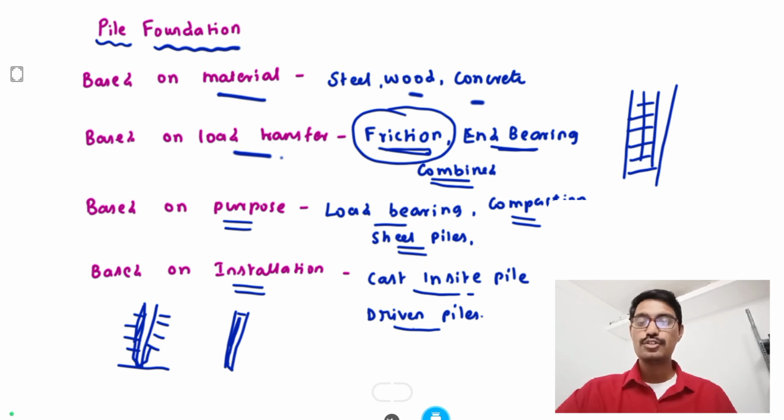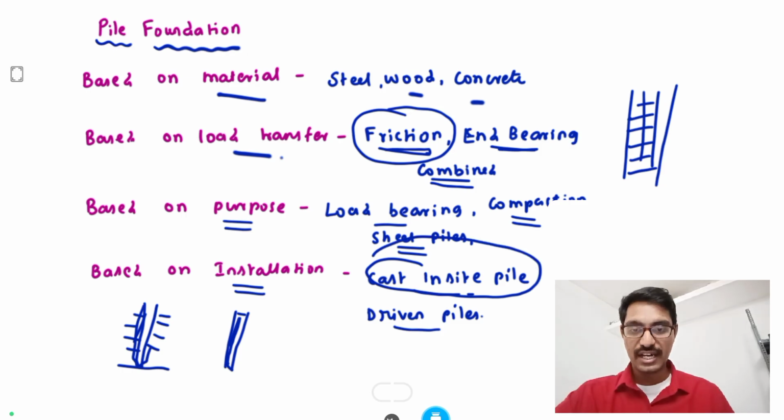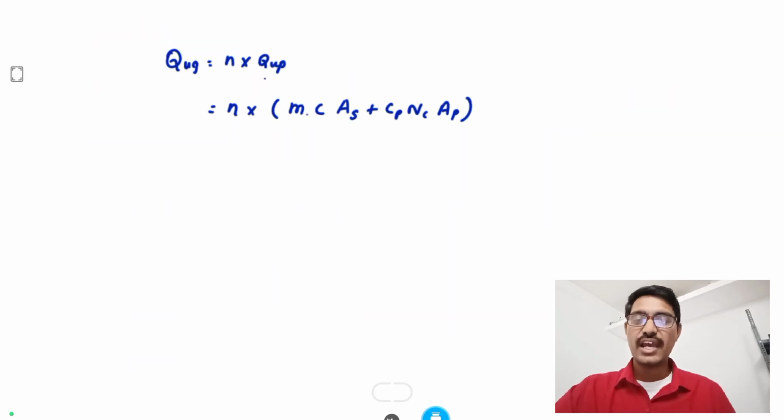Okay, in order to find the bearing capacity of a pile, we can use two major formulas. The first one is the static formula, the other one is the dynamic formula. For cast in situ piles we go for static formulas, and for driven piles we go for dynamic formulas. The static formula is mainly based on friction and end bearing. So this is the static formula we can use.